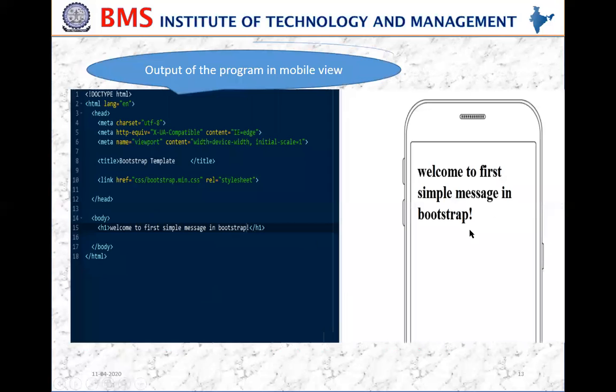You can see the output. This output is being executed on the mobile screen. This link href code, bootstrap.min.css, is available in the CSS folder, which is the external style sheet. So I'm just displaying a "Welcome to first simple page" message in Bootstrap.